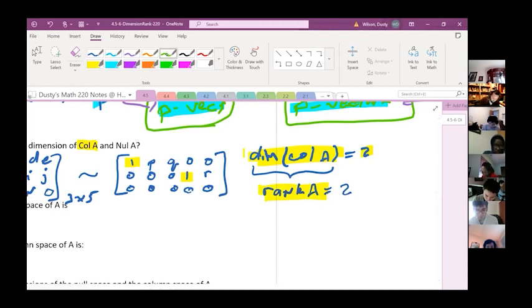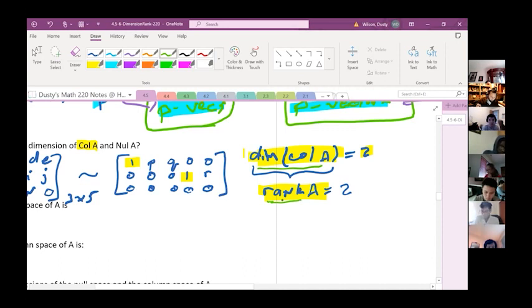So rank is the same as dimension of the column space. If you don't like it, you're like, why are they doing this? You're right. This definition stinks. This definition is rank. But it's kind of like, it is what it is.